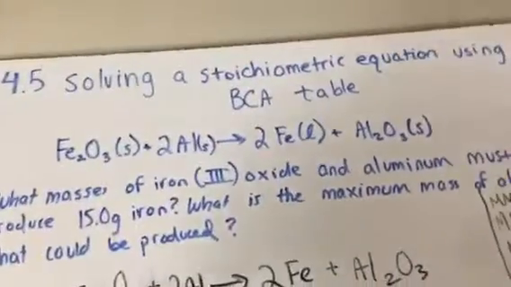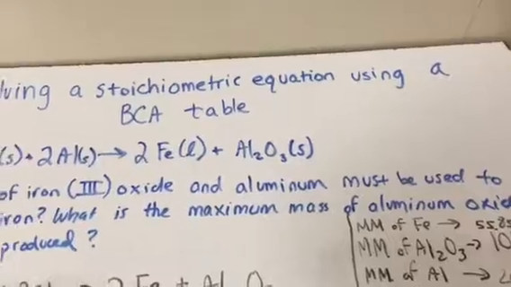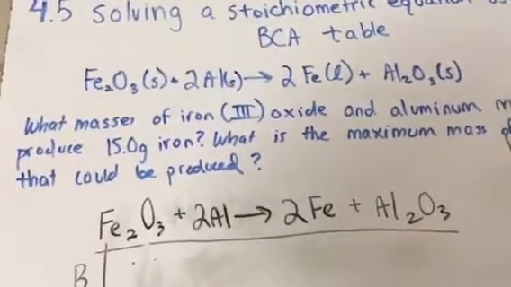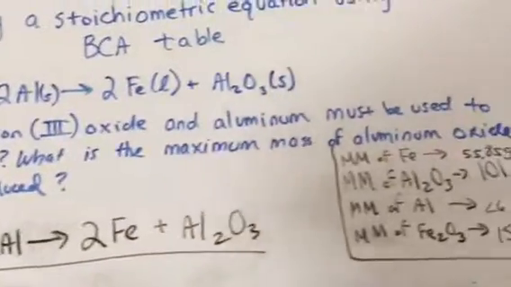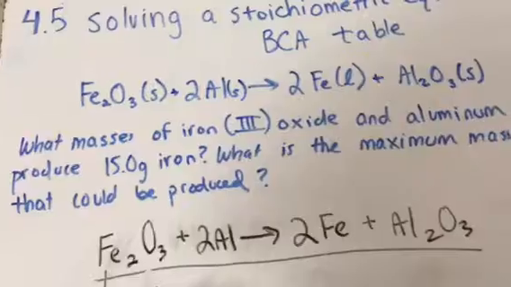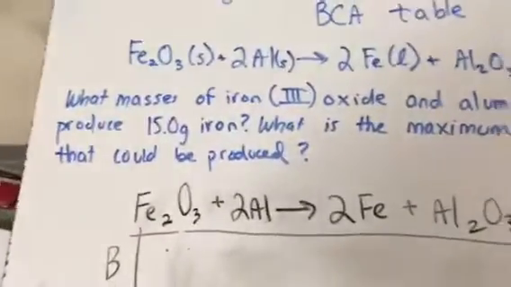Hello everyone, welcome to our AP Chem tutorial on solving a stoichiometric equation using a BCA table. So let's go through a problem. What masses of iron 3 oxide and aluminum must be used to produce 15.0 grams of iron? What is the maximum mass of aluminum oxide that can be produced?